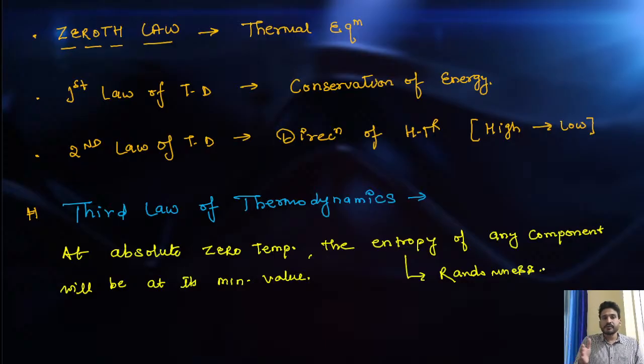So at absolute zero temperature, what is the absolute zero temperature? Can anybody tell me? If you decrease the temperature, the randomness will slowly decrease. It means at very low temperature, the randomness between the molecules will be low. So the third law says that at absolute zero temperature, the randomness of the molecules is at its minimum value, or you can say the entropy of that component will be at its minimum, nearly equal to zero. Is it clear to you?